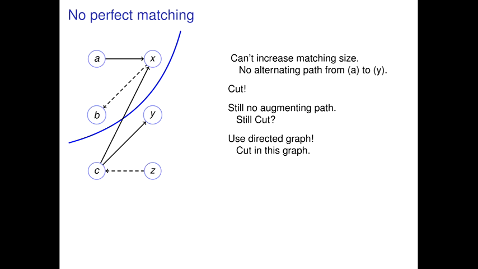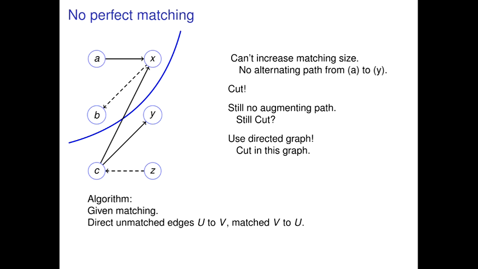Okay? So this one doesn't help me because from A, I can't use this arc backwards, right? And so I can't find another unmatched node. But from C, C is already matched, so it's happy. From Y is unmatched. I can't go backwards. Okay? I can go this way, but I want to follow an unmatched edge. So this is still a cut. Okay?